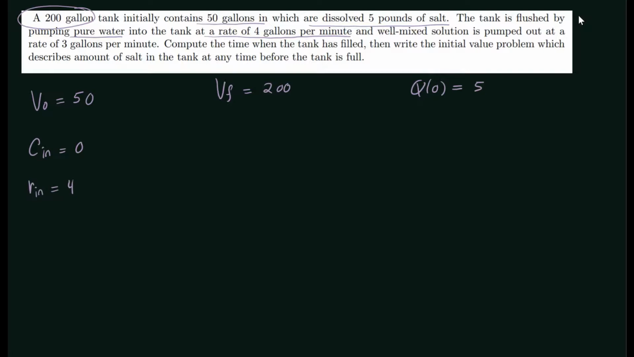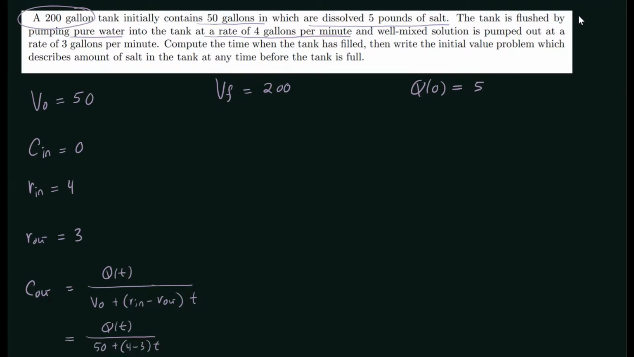And a well-mixed solution is pumped out, so that's R out, at a rate of 3 gallons per minute. And of course, we need to figure out C out based on what is given to us. So C out is going to be the amount Q over V initial plus R in minus R out times T. And we know what this is. So we know this is Q of T over initial volume, which is 50, and then R in, that is 4, and then R out, that is 3, times T. So that's our concentration out.